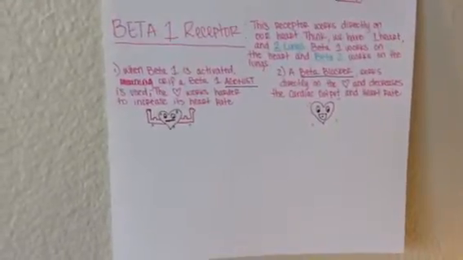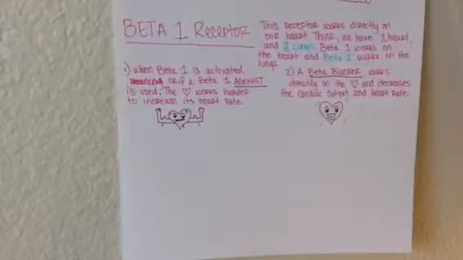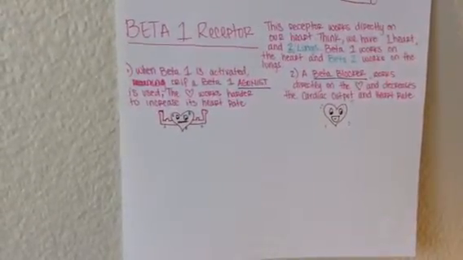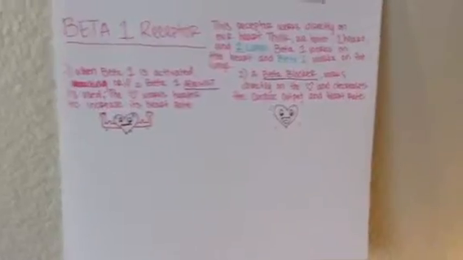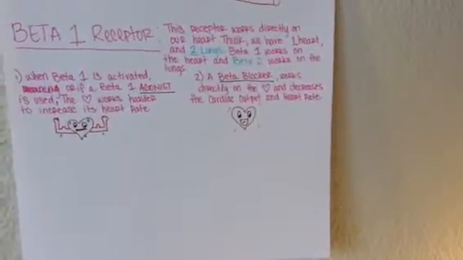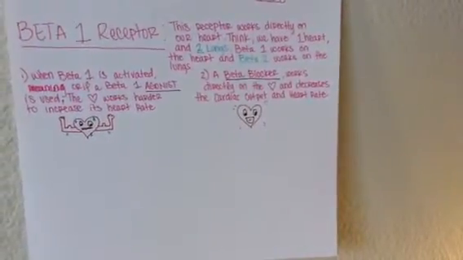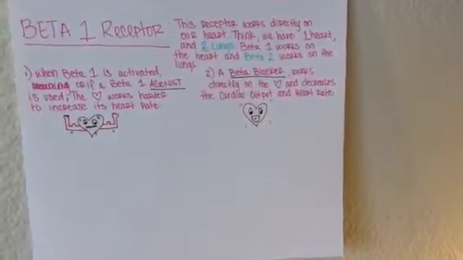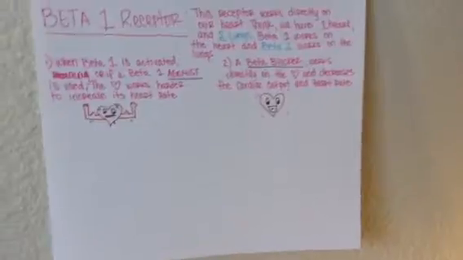So when beta 1 is activated, the heart works harder and it's going to increase our heart rate. Whereas if you had a beta blocker, it's going to decrease that workload on your heart, and it's going to decrease the cardiac output and the heart rate. So back to my carvedilol speech.